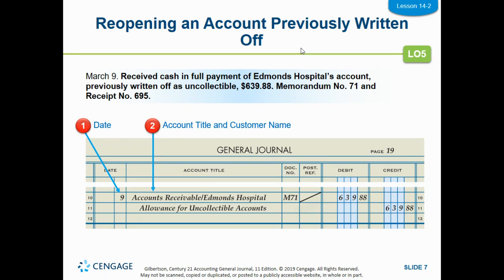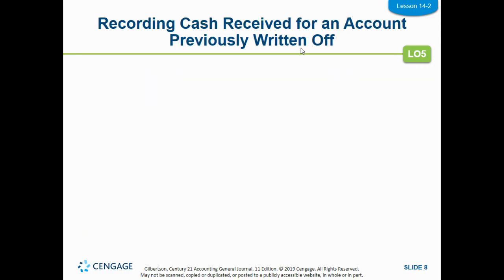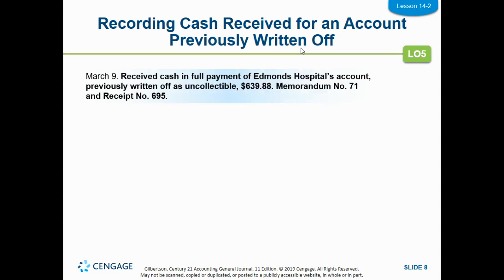So you're going to see that journal entry right here with the date, March 9th, the debit to accounts receivable and also Edmonds Hospital. There's my memo, 71, that I prepared why I'm making this entry. That's a compound entry, so we're going to split the post reference, $639.88, and then the credit to the allowance for uncollectible accounts, $639.88. So you see, essentially, I'm reversing that first entry that we made when we wrote it off. Okay, so that's happened. But now I still haven't accounted for the cash that they've paid because I showed that there's an accounts receivable there. So let's look at the second part of this.